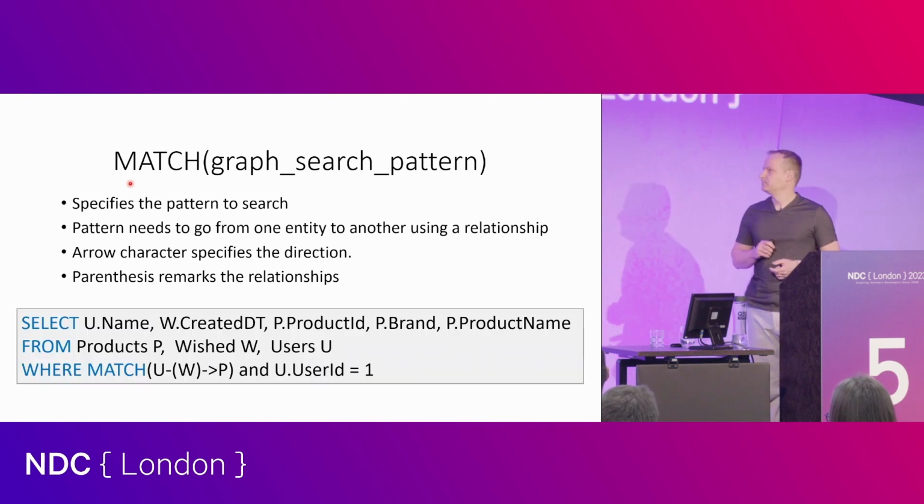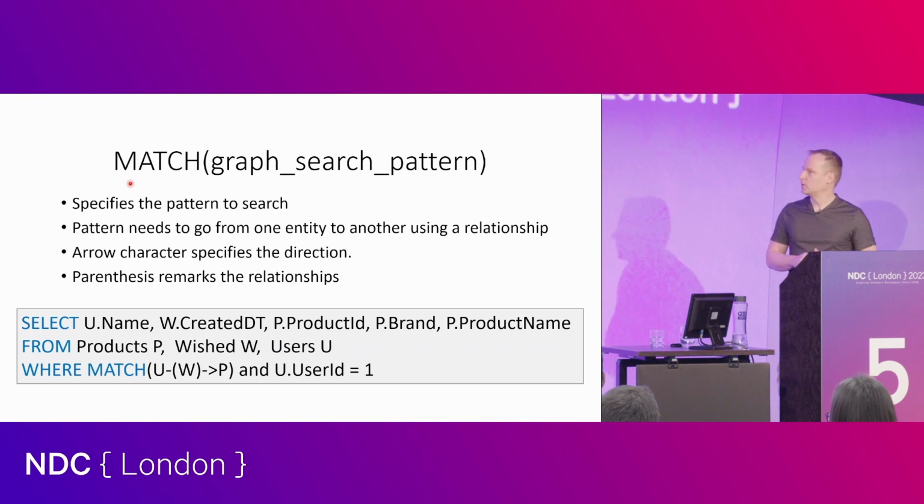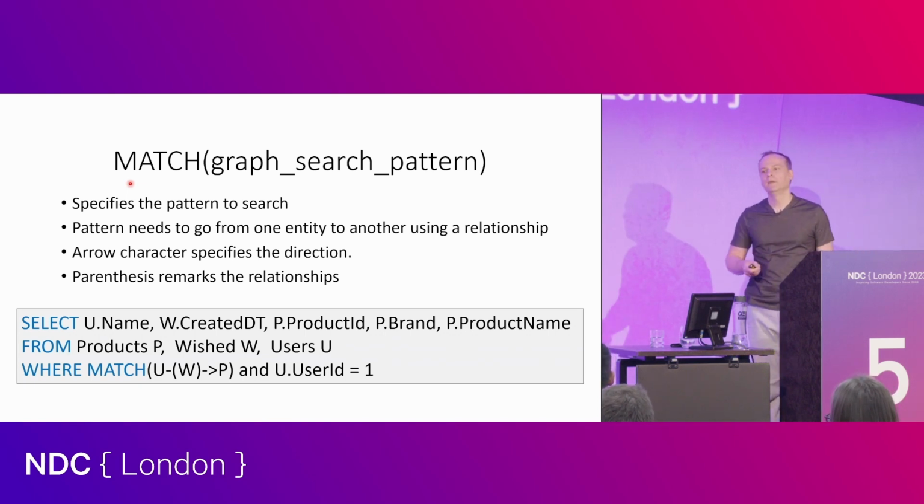So here's an example. We are still using the SELECT statement and FROM. As you can see, we have the products and users tables. As you might guess, those are my entity tables, and wished is my relation table. My MATCH is going from the users table to the products table by using the wished relation, and I'm looking only for user ID 1. So this is going to return user ID 1's wish list, as you might guess.